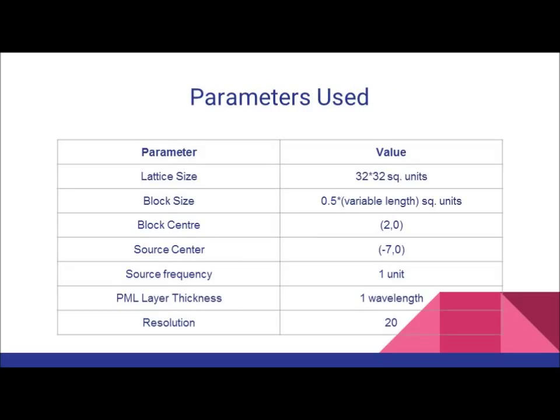A list of parameters used in the experiment. We set the source frequency to 1, which means that the wavelength is equal to the speed of the source. Resolution is set to 20, which implies that the domain is spatially discretized into 20 units along each dimension. We will now study the three different regimes of wave scattering.